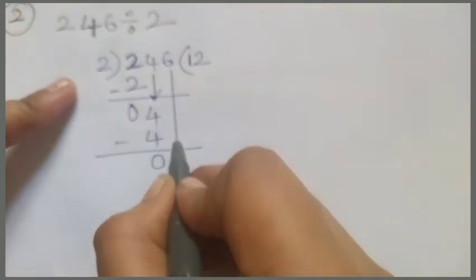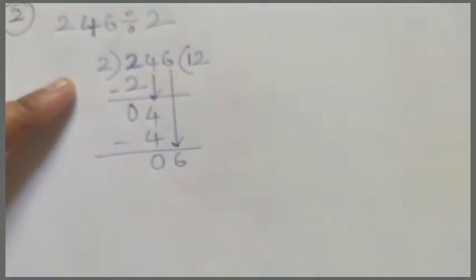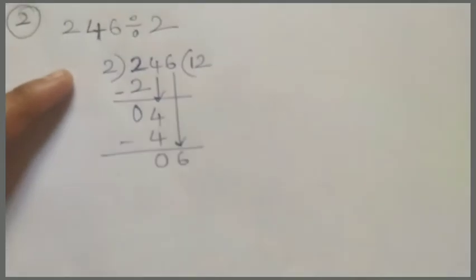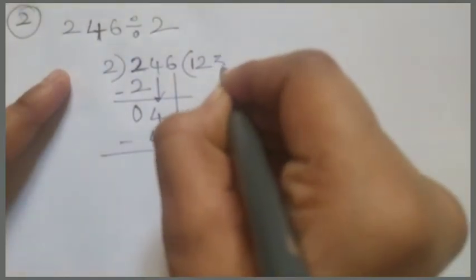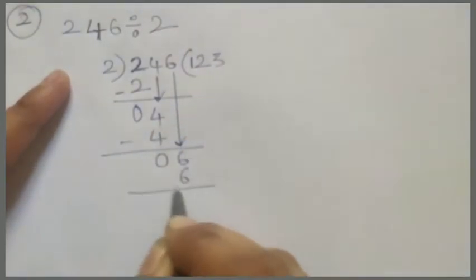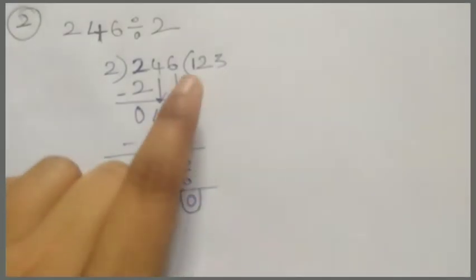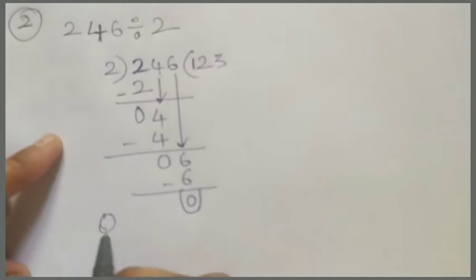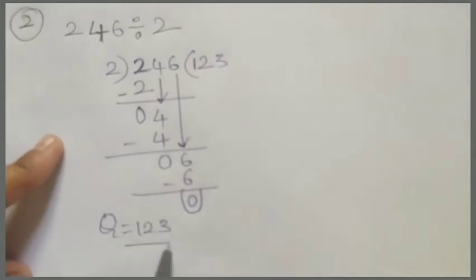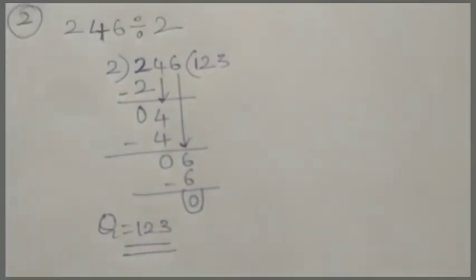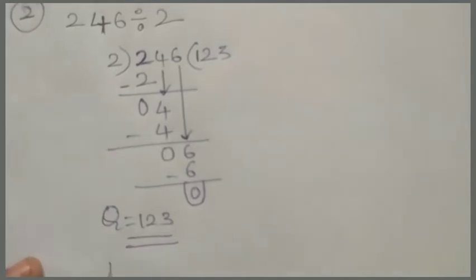Now we'll take this 6 down. 2 threes are 6. 6 minus 6 is 0. We got 0 remainder, and this 123 is the quotient. Q is equal to 123, R is equal to 0.